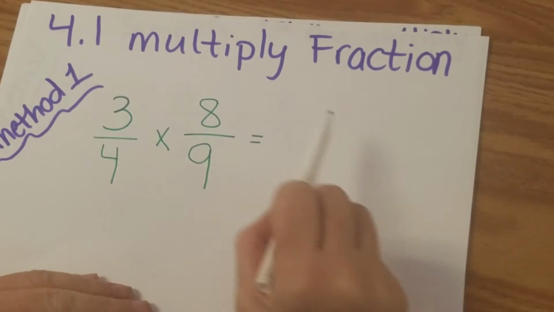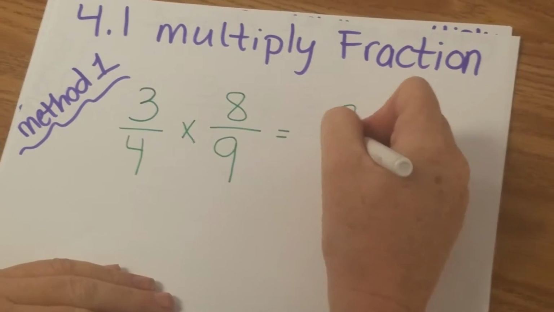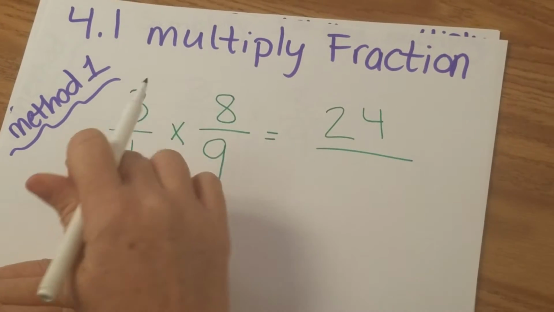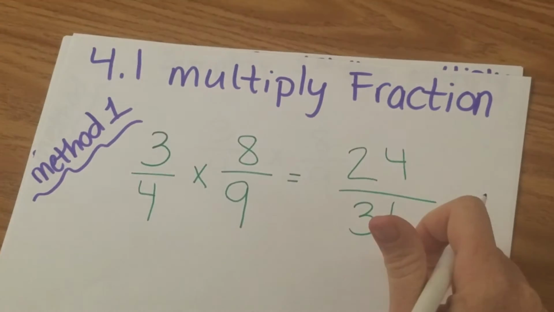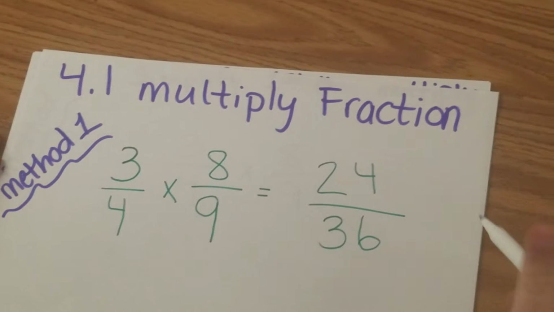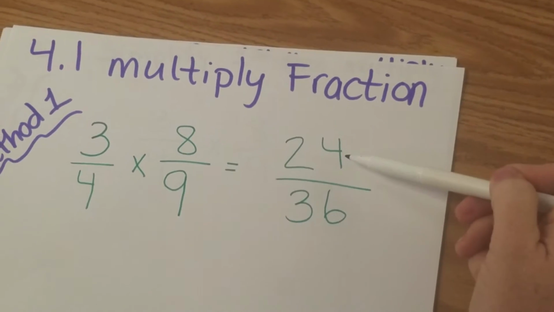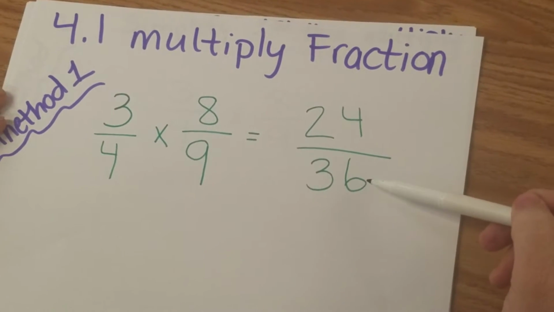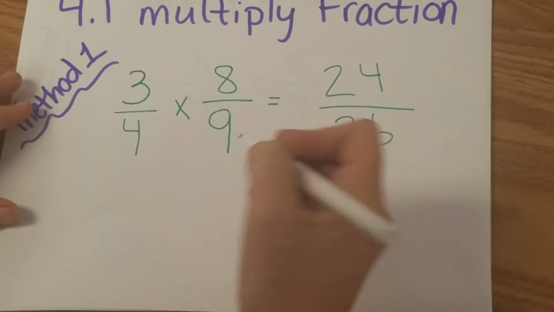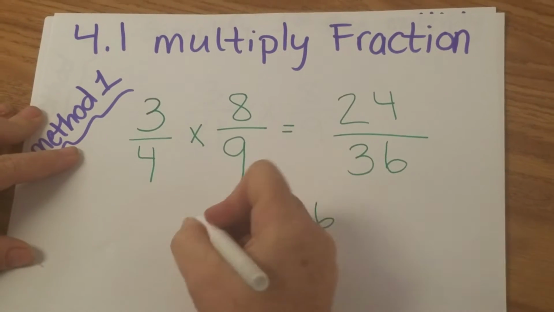So you simply multiply across. So 3 times 8 is 24. 4 times 9 is 36. But now I have to simplify. Now some of you can just see, because you know your multiplication facts, what is the greatest common number that can go into 24 and can also go into 36. For those that can't, I sent a video on how to do this, but here is the method.